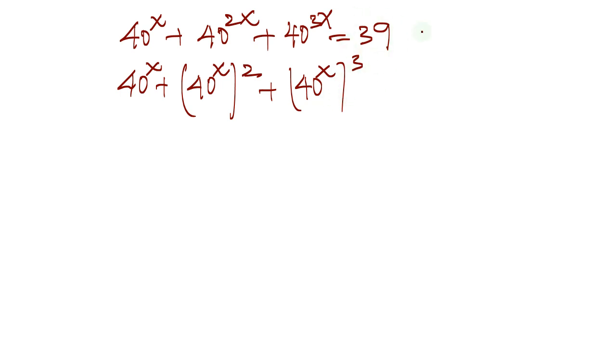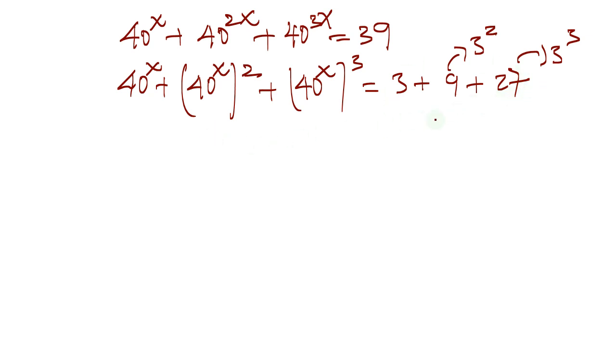Now I have to write the number on the right side of the equation as something like this. I'm going to say that 39 is 3 plus 9, because 9 is 3 to the power of 2, and then plus 27, and this is actually 39. 9 here is 3 to the power of 2, and 27 is 3 to the power of 3.